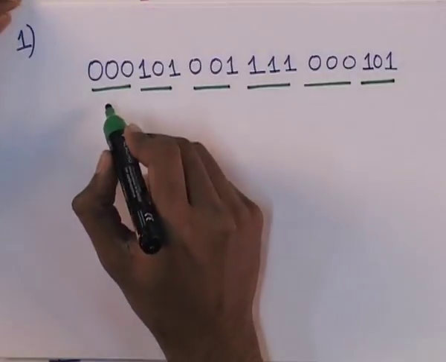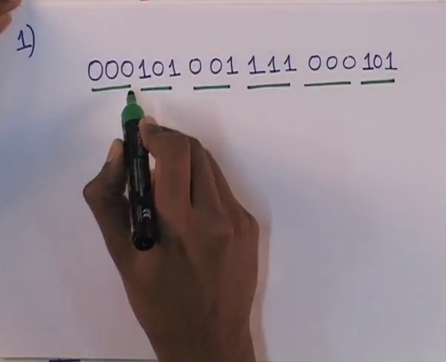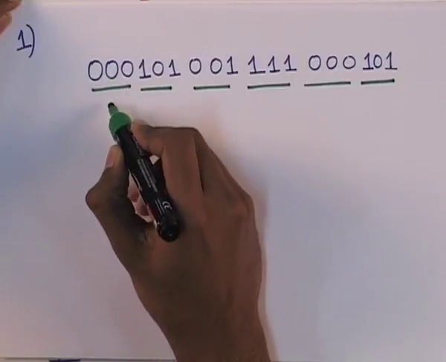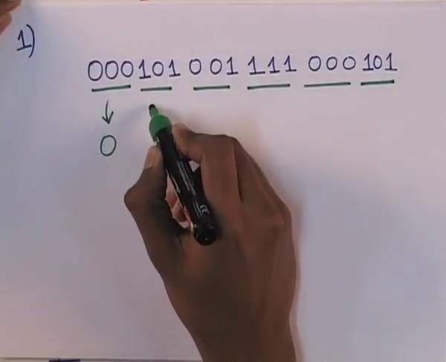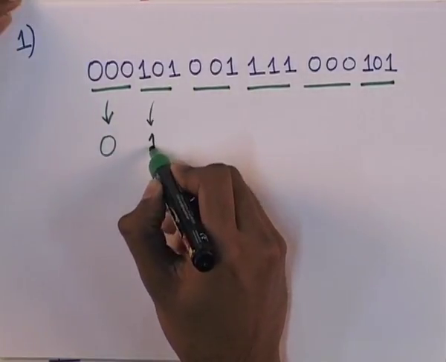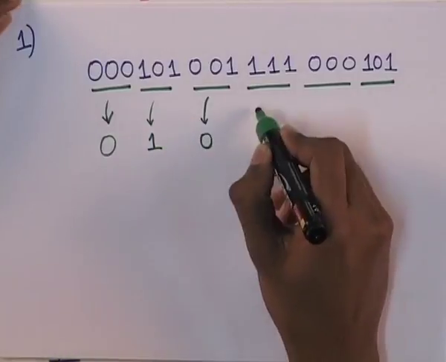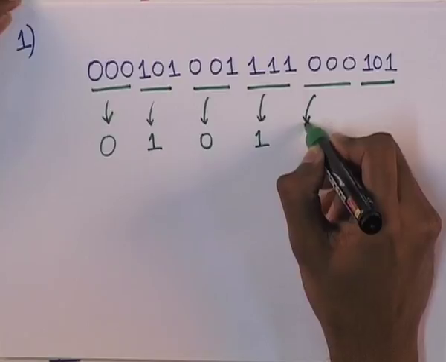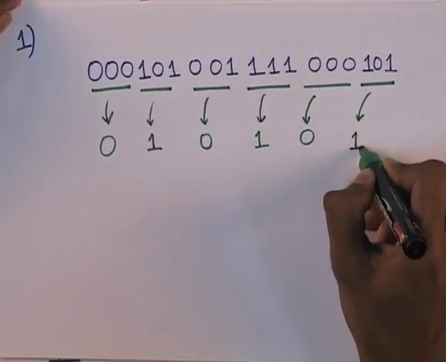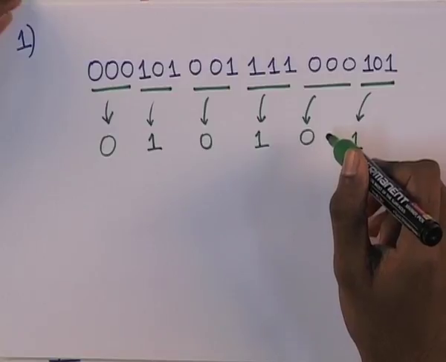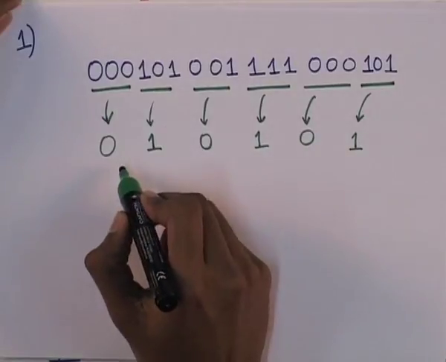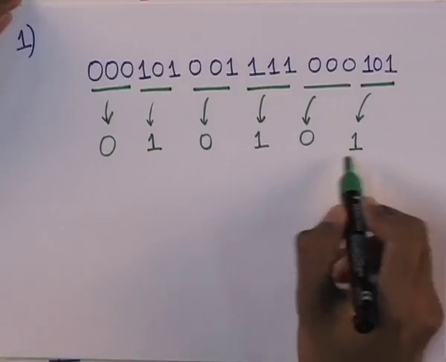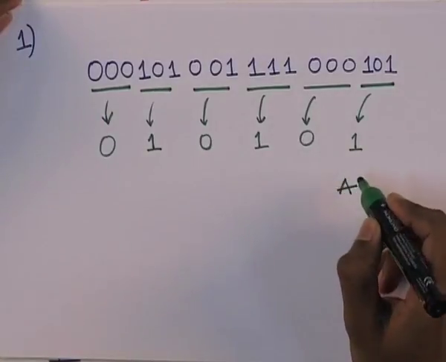So, following the majority principle, this 3-bit code is decoded as 0. As we have two ones here, it is decoded as 1. Similarly, the others are 0, 1, 0, 1. So in reality, this message is 0, 1, 0, 1, 0, 1. So the correct option is option A.